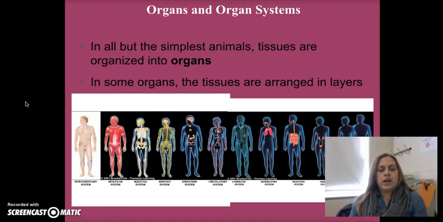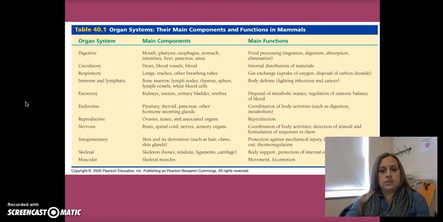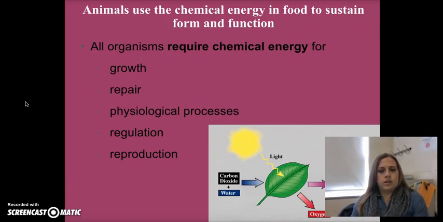So then in all but the simplest animals, tissues are then organized into organs, and then you also have multiple organs working together to form an organ system. Here are the main organ systems and their functions in mammals. So this is from your book, so you guys can take a look at that.